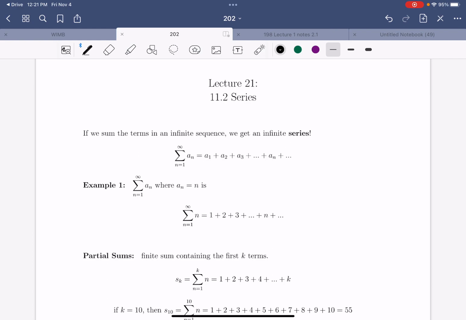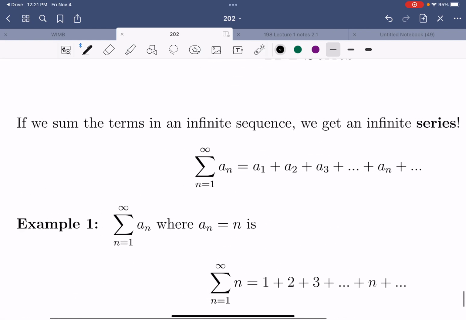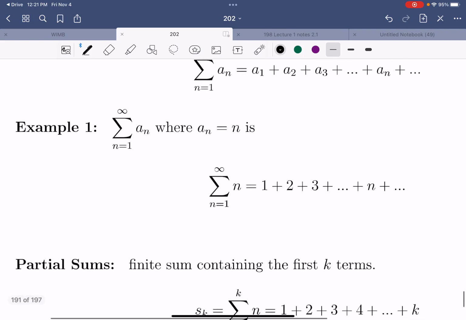A series is the sum from n equals 1 to infinity of your a_n terms. That means a1 plus a2 plus a3, all the way as far as you can go to infinity. For an example, if we had the sequence of n being added up each time, then I plug in 1 and add that to when I plug in 2 and add that to when I plug in 3. So you're taking 1 plus 2 plus 3 all the way to the end.